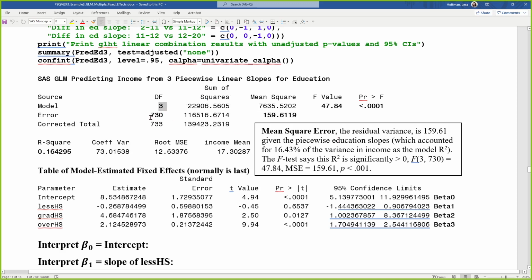Degrees of freedom are right here, numerator, denominator. Model is numerator, error is denominator. It's 3 because I got 3 slopes. I could have added 730 more.